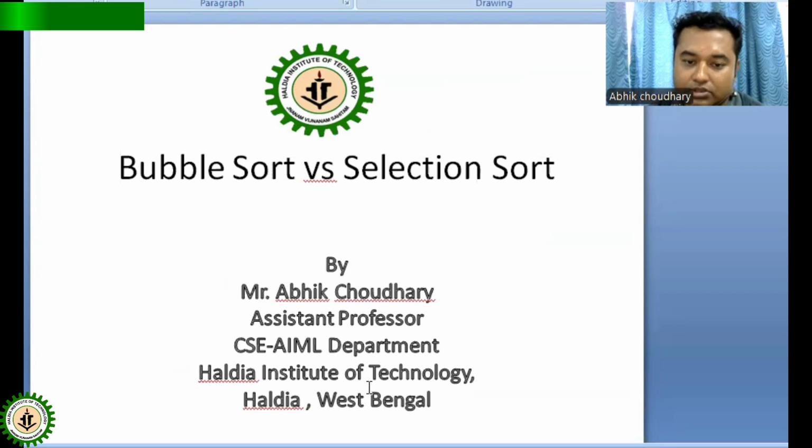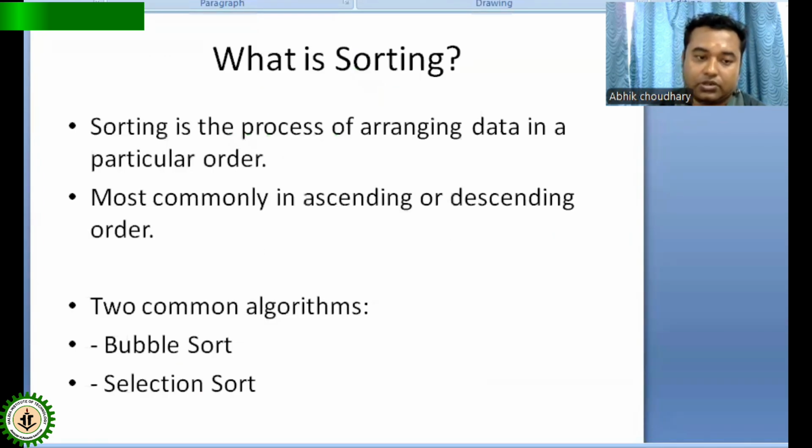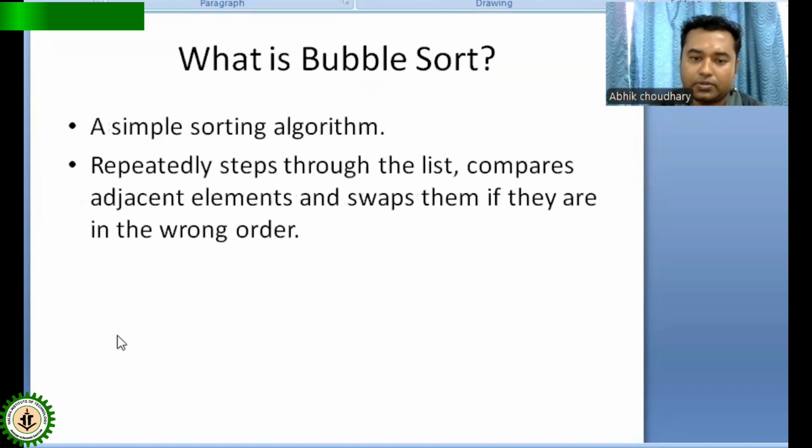Today's topic is bubble sort and selection sort. In this video we will understand what bubble sort and selection sort are and how they sort. What is sorting first of all? It is the process of arranging data in a particular order, which means we have to arrange the data in a manner, either ascending or descending. The two most popular sorting algorithms are bubble sort and selection sort.